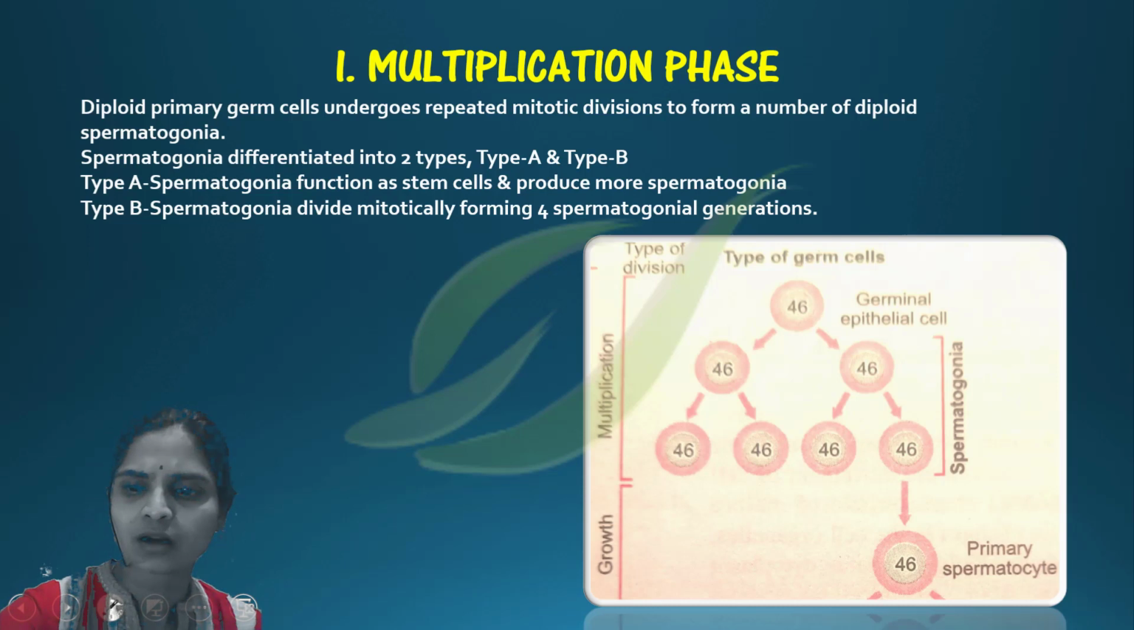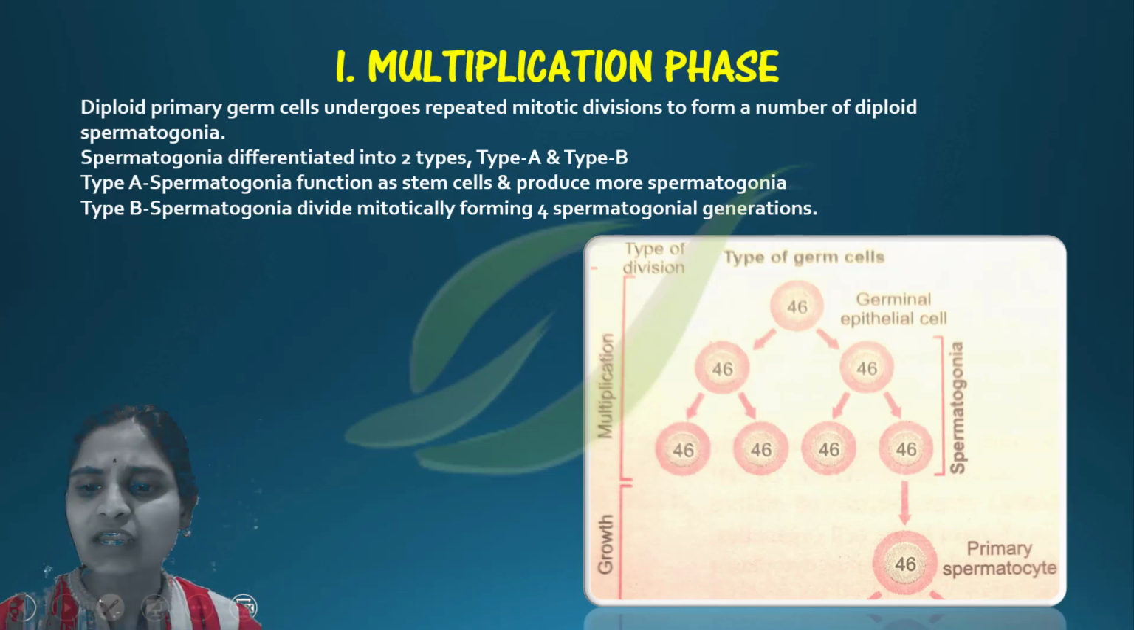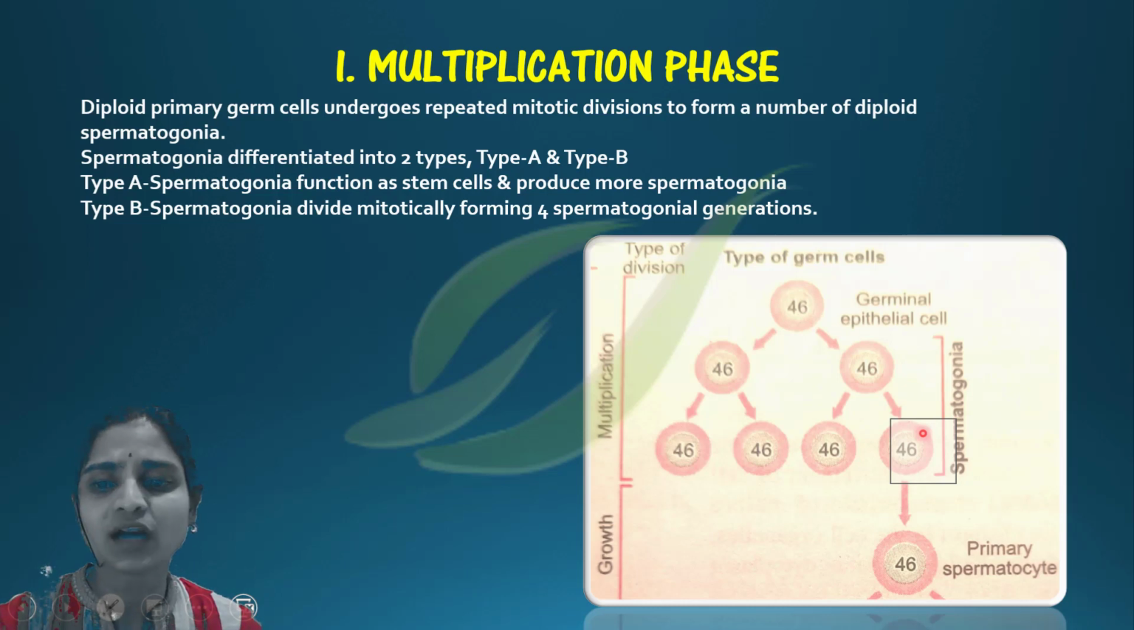So from here, as it is undergoing mitosis division, this phase is called the multiplication phase. As the germ cell is undergoing a complete mitosis division, we are calling it the multiplication phase. Once the multiplication phase is over, each single cell is called a spermatogonium. Now, in these cells, we can differentiate the spermatogonia.